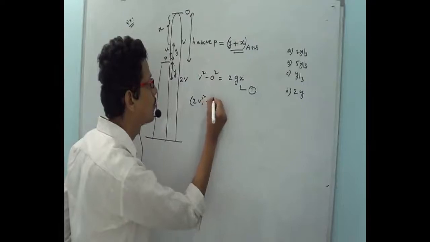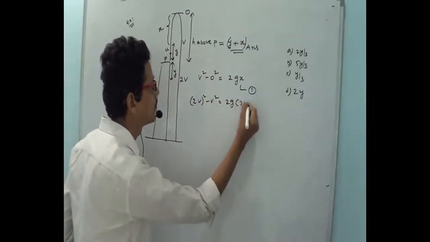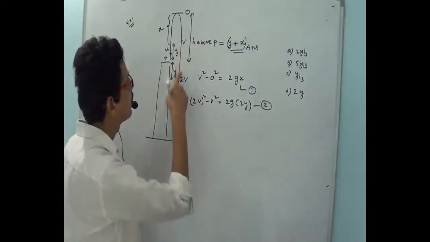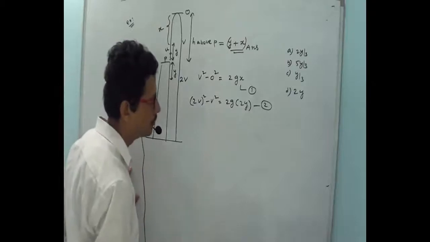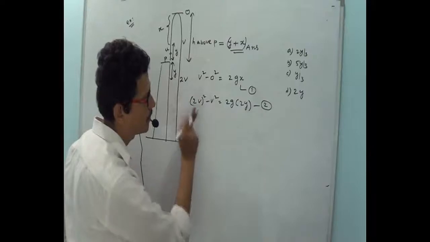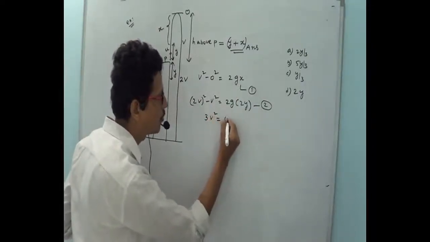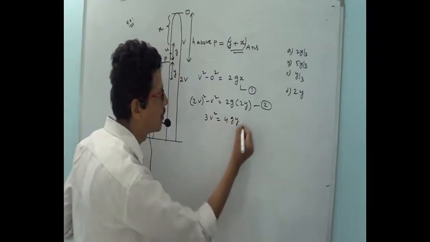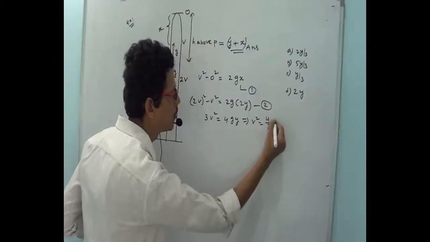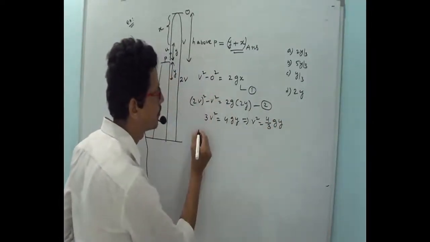(2v) whole square minus v square is equal to 2g into 2y. This is the second equation. What distance it travelled from here to here? 2y, na? And from here I can find v square and then substitute in the first equation, then I will get x. The 3v square is equal to 4gy. That implies v square is equal to 4 by 3 into g into y. This I will substitute here.